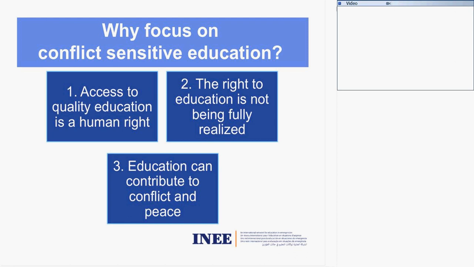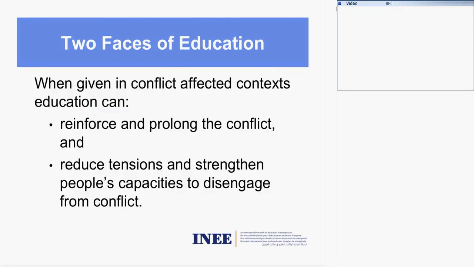So let's look at this bidirectional relationship between education and conflict in a little bit more detail. In a conflict-affected context, education can reinforce and prolong the conflict, as well as reduce tensions and strengthen people's capacities to disengage from conflict by promoting values such as tolerance and social cohesion. Think here also for a minute about your own context, and one example of the way that education programming or education at the school level contributed to conflict.